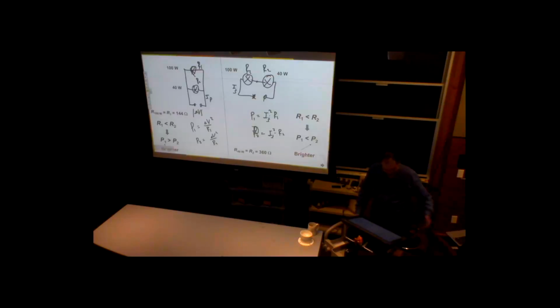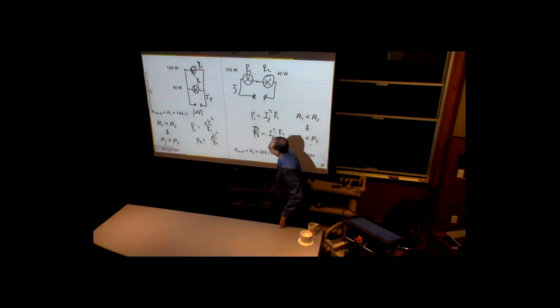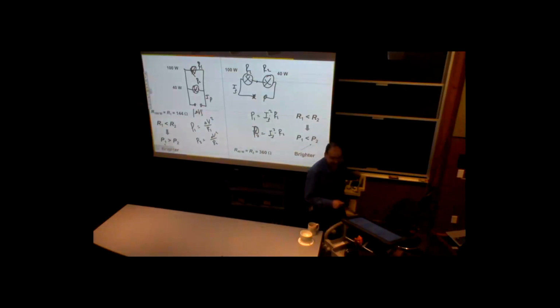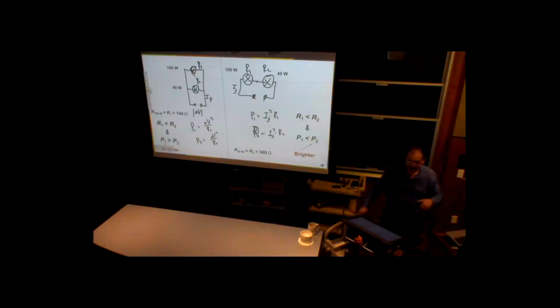So if we go to our previous slide, less resistance, more power, but only when they connect it like they're supposed to be connected, in parallel. In series, the one which has less resistance will be dimmer, less power. Any questions? All right, moving on.